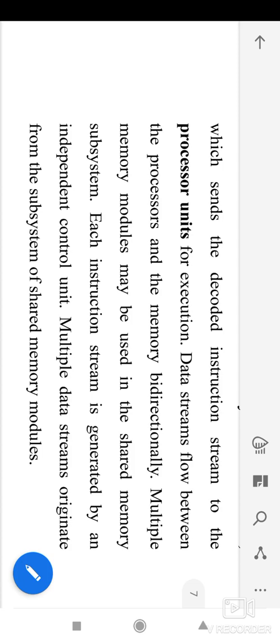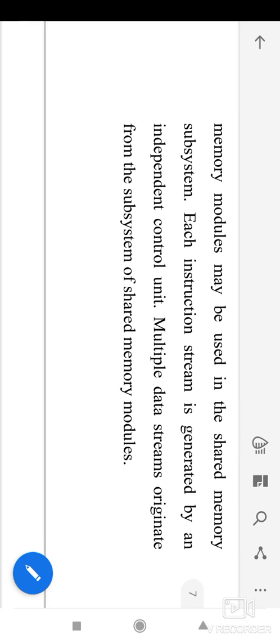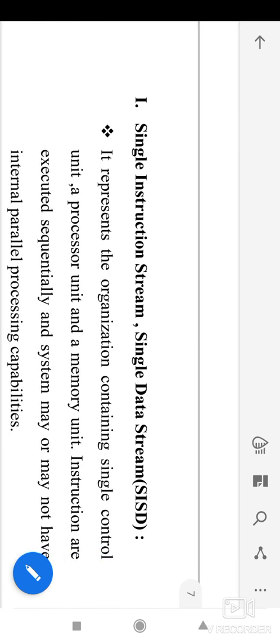Multiple memory modules may be used in the shared memory subsystem. Each instruction stream is generated by an independent control unit. Multiple data streams originate from the subsystem of shared memory modules.